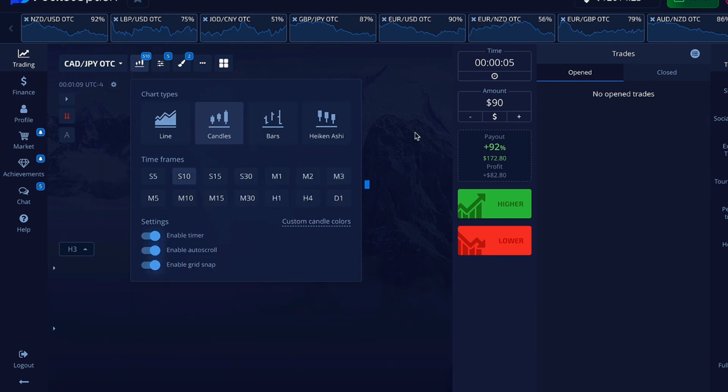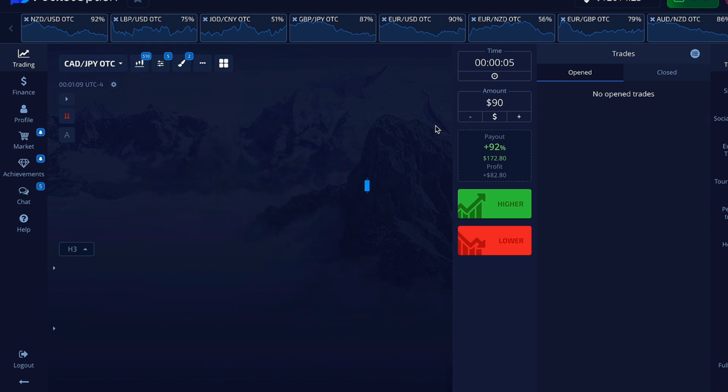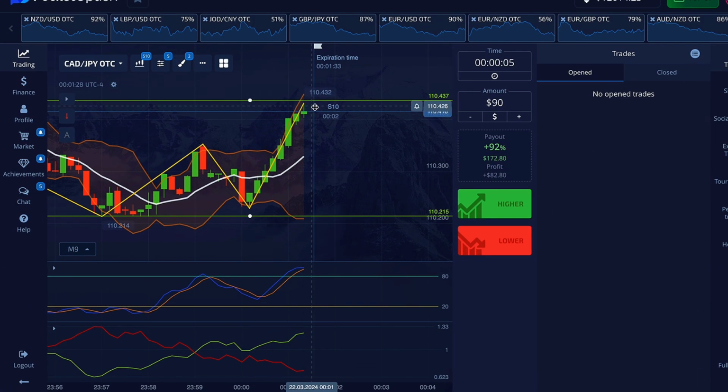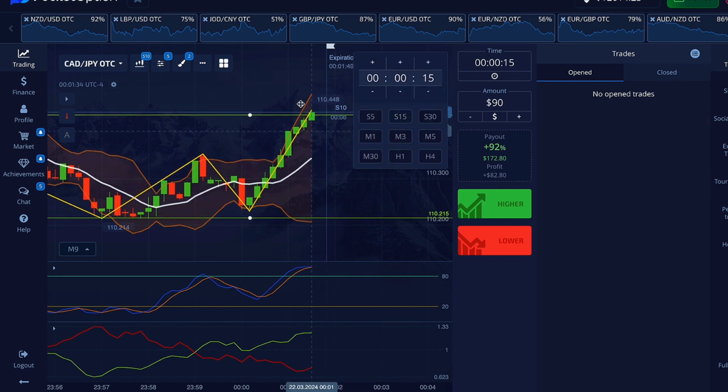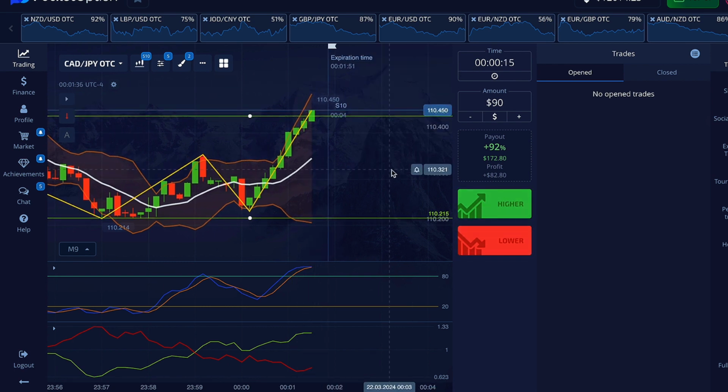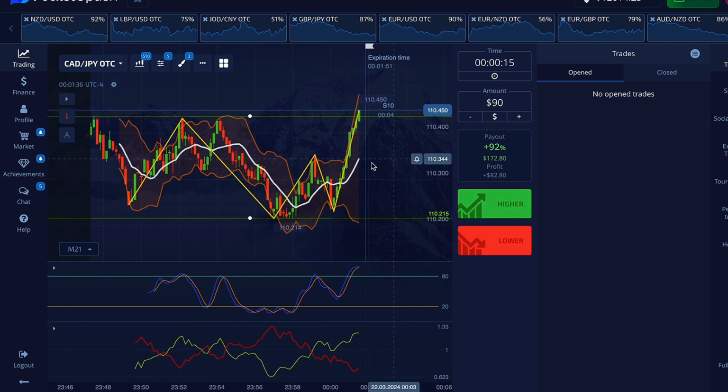So what you want to do, you would go back to your sniper entry on a 10-second time frame. We almost touched this line up in here. So what you would probably do right now is take a 15-second, and just because we passed this zone, you're just going to wait and see if we keep heading above the zone.